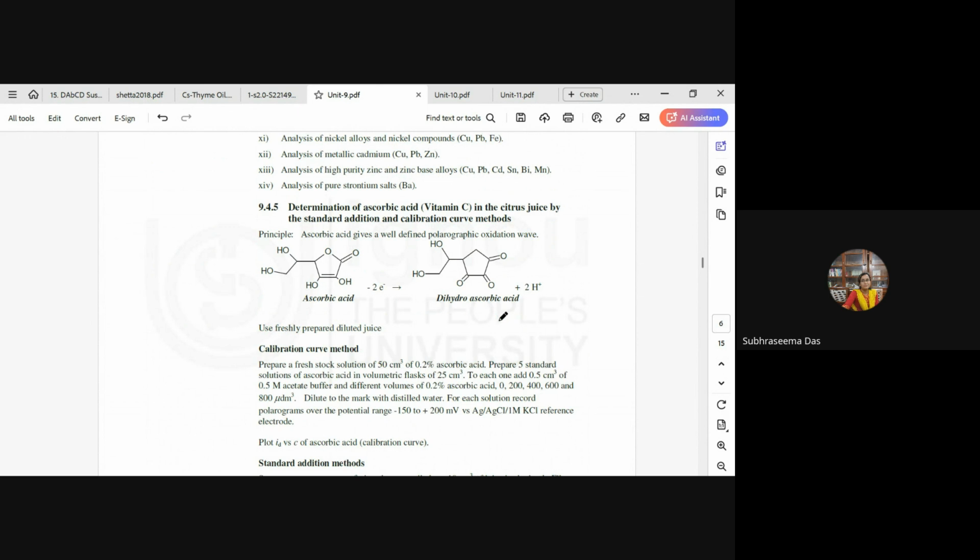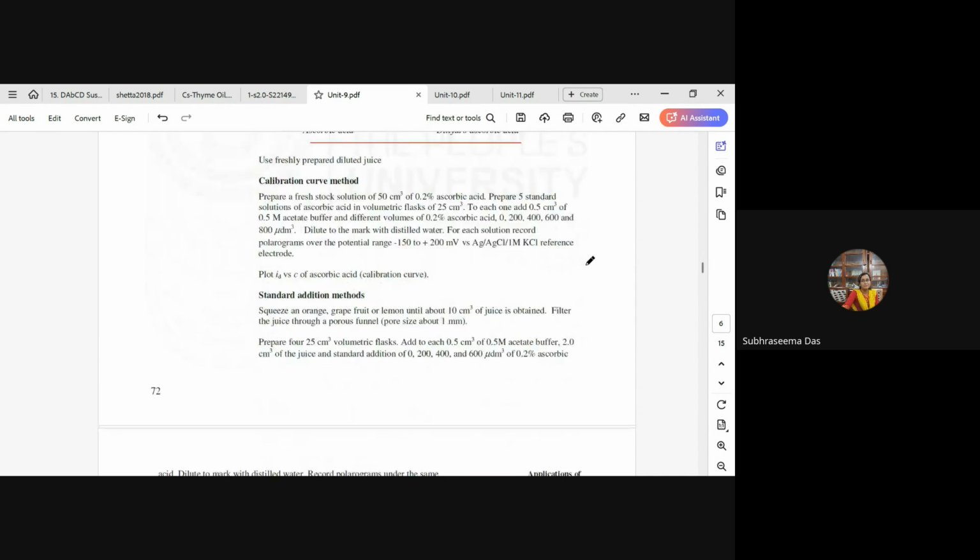Then the next application is the determination of ascorbic acid, that is vitamin C, which is present in citrus juice, by the standard addition and the calibration curve methods. So here ascorbic acid gives a very well defined polarographic oxidation wave. The oxidation is shown in this equation. Ascorbic acid oxidizes to dihydroascorbic acid, and this oxidation wave is very well captured in the polarogram.